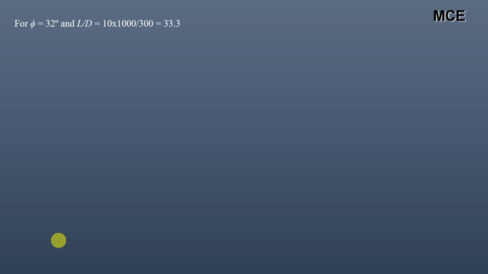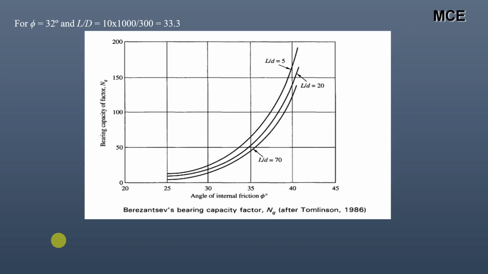Since we have to use Berezantsev's chart for finding the bearing capacity factor, this is the Berezantsev bearing capacity factor chart, in which we have angle of internal friction on the horizontal axis, and bearing capacity factor on the vertical axis, and we have these curves, which are the ratio of the length to the diameter of the pile. So for phi equal to 32 degrees and L by D equal to 33.3, you will interpolate from this chart and you will get the value of bearing capacity factor as 27.